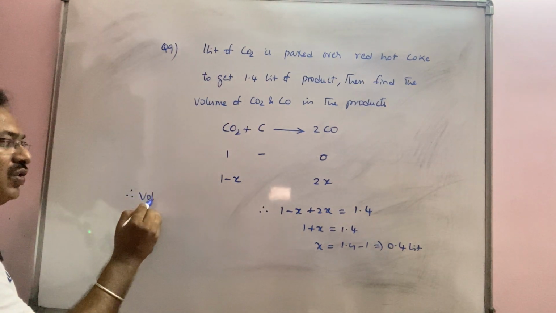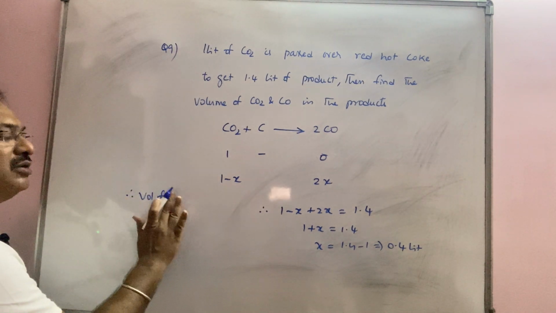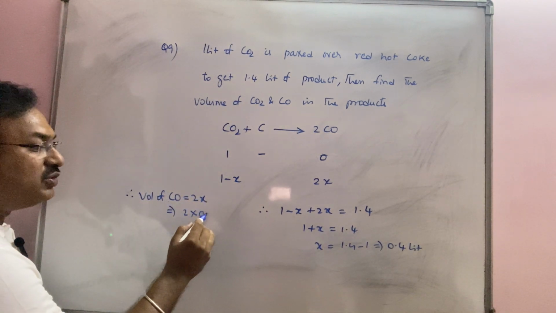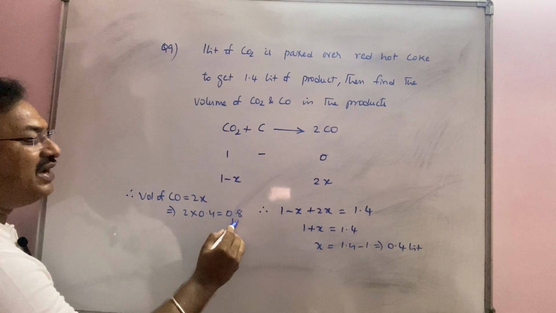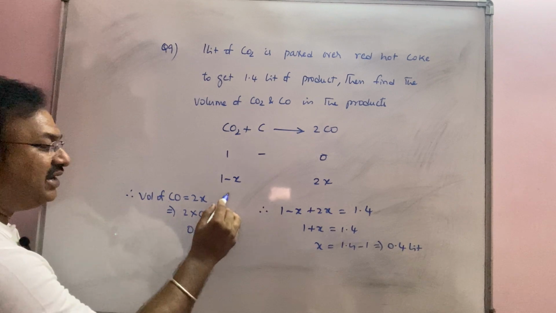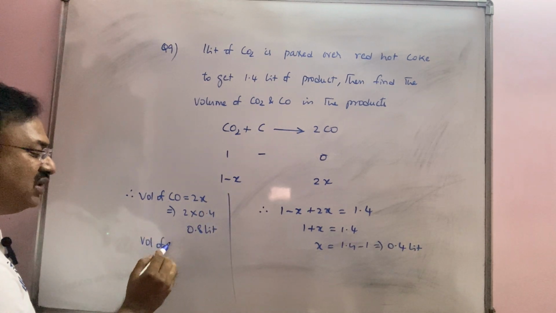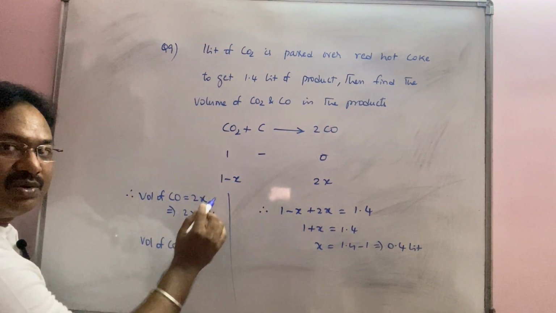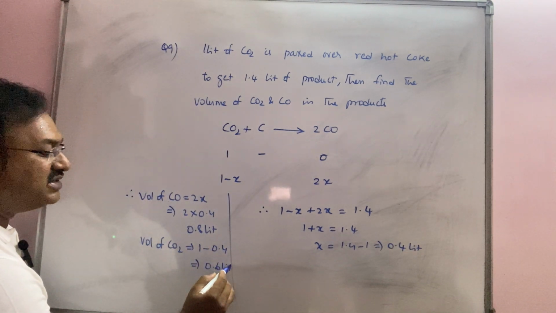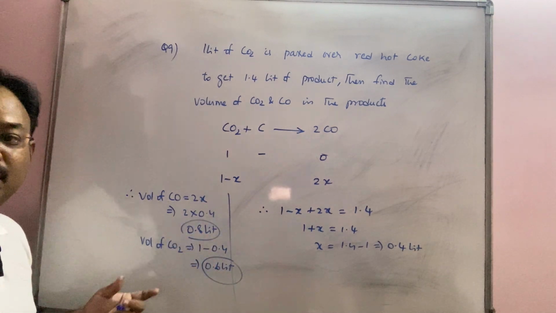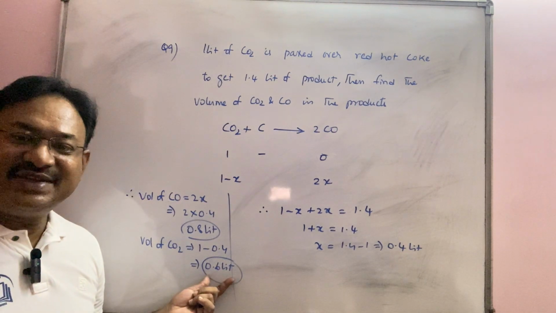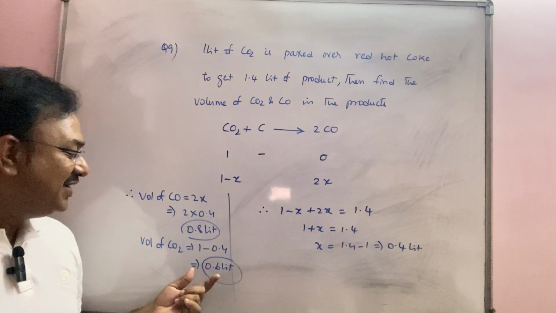Therefore, volume of CO formed is equal to 2x. So that is 2 into 0.4, that is 0.8 liters. And volume of CO2 left, something is left, 1 minus x. So 1 minus 0.4, that is equal to 0.6 liters. So the answers are 0.8 liters of carbon monoxide and 0.6 liters of carbon dioxide. Got it, all of you?